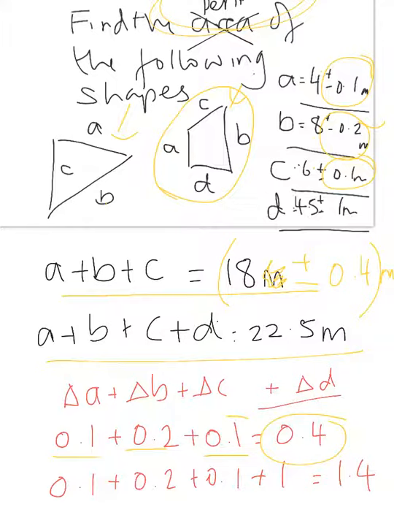For the trapezium or quadrilateral, we would now add 0.1, which is the uncertainty in A, 0.2, which is the uncertainty in B, 0.1, which is the uncertainty in C, and 1, which is huge, which is the uncertainty in D. That would give us an absolute uncertainty of 1.4. So now our answer is 22.5 plus or minus 1.4 meters.